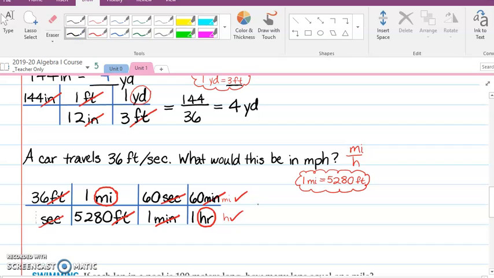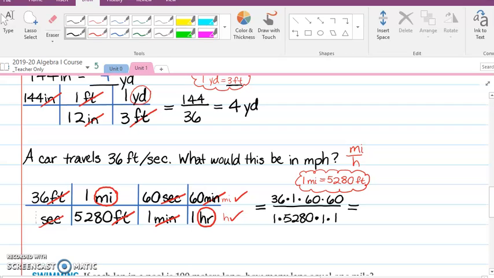So when I multiply across the top, I have 36 times 1 times 60 times 60 all over 1 times 5280 times 1 times 1. You don't have to write out this part. I'm just showing you that I'm taking each number on the top and multiplying them and each number on the bottom and multiplying them.